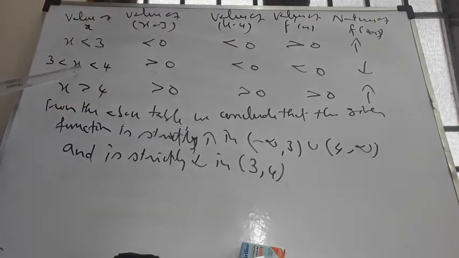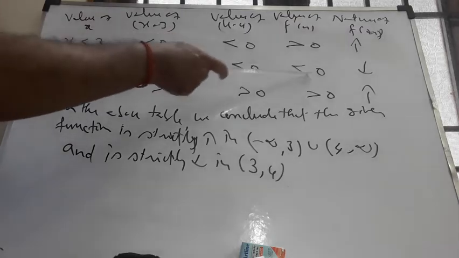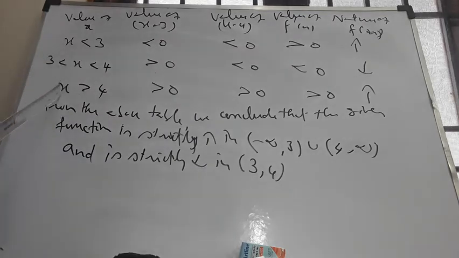Let me substitute, let us say here, 3.5. 3.5 minus 3 is positive, 3.5 minus 4 is negative. Therefore, plus into minus becomes minus. F dash of x is negative, the function is decreasing. Let me substitute 5 over here. Take an example for value over here.